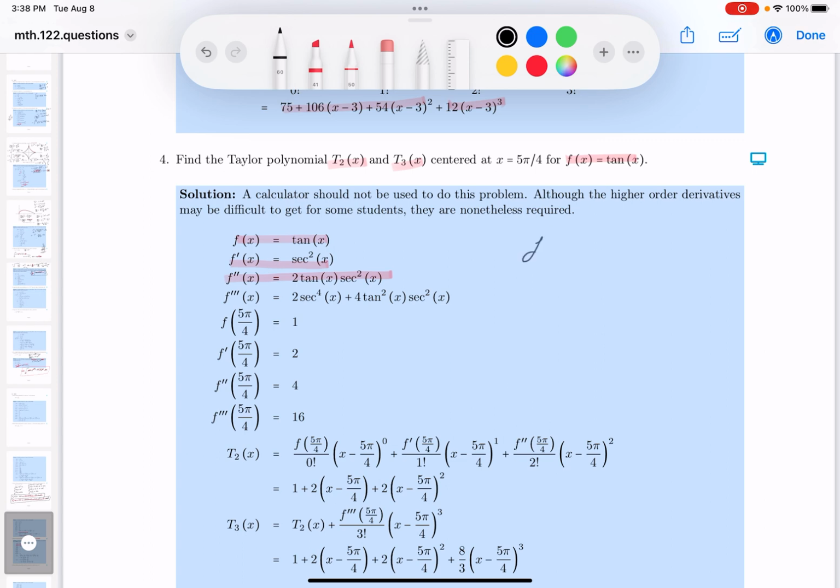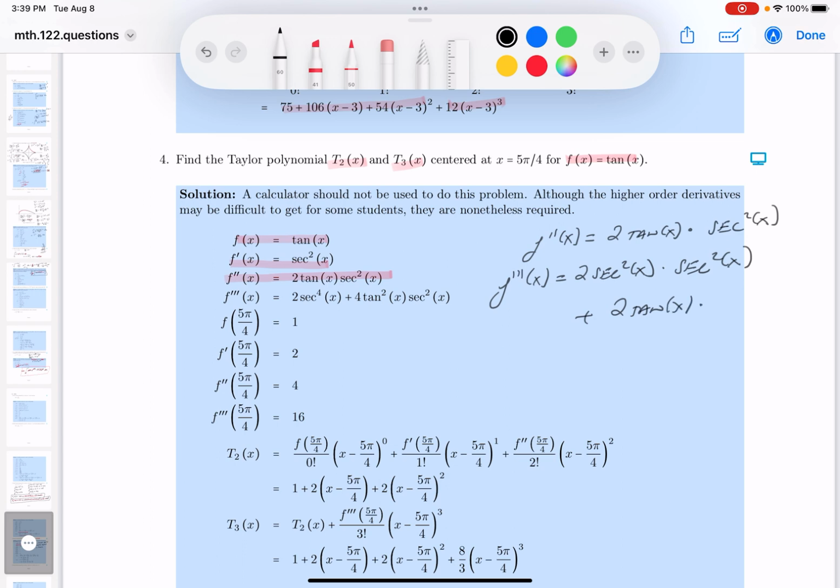F double prime is 2. I'm going to write it as what I have over here: tangent x, put a little dot there because I use a product rule, secant squared. F triple prime, I'm using a product rule. Now let's start at the beginning. I'll differentiate 2 tangent x. That's going to be 2 secant squared. And again, we'll simplify this later. Times the second function. Then what do I do? It's the first function times the derivative of secant squared.